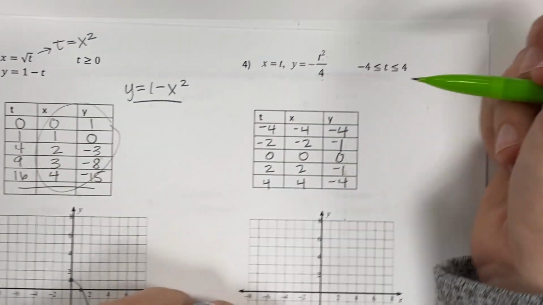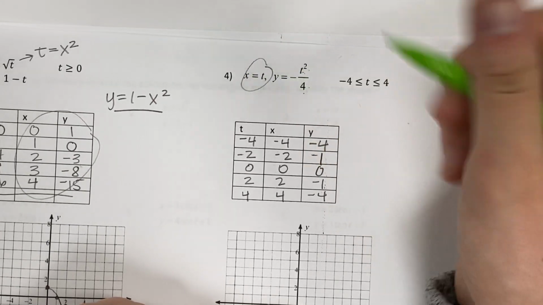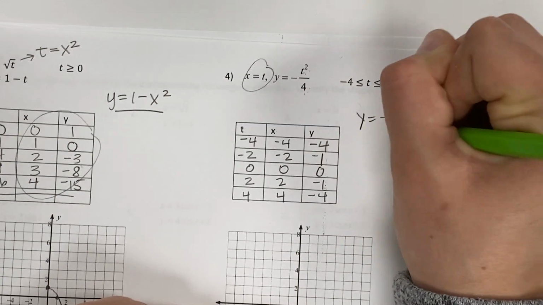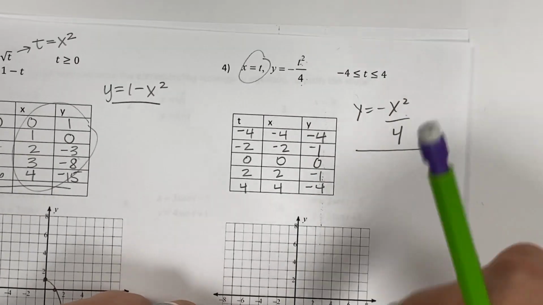Oh, I haven't written the equation yet, let's do that. Oh, x is t, so this is an easy one. Anywhere you see x or t, there's going to be an x. So my equation is just this. Now let's plot these points.